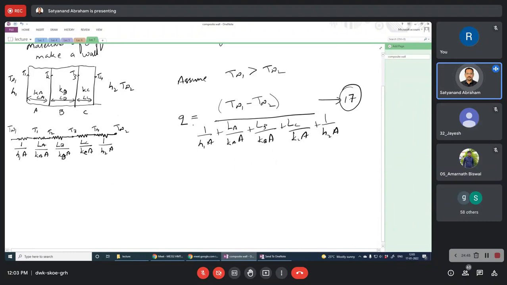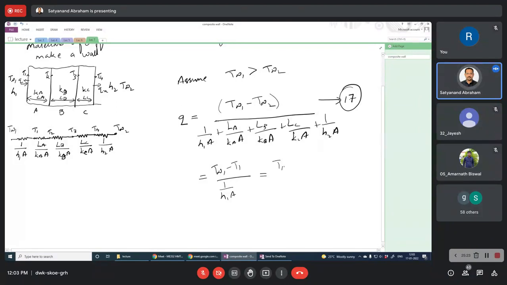Anyway, we can write Q. This is again equal to a partial difference, right? So we can write T infinity 1 minus T1 divided by 1 by H1A, since there is no heat generation. Whatever heat flux goes in this direction should go out from this surface also. Since there is no heat generation, the Q flux is constant throughout. So whether we are finding the total potential or partial potential doesn't matter.